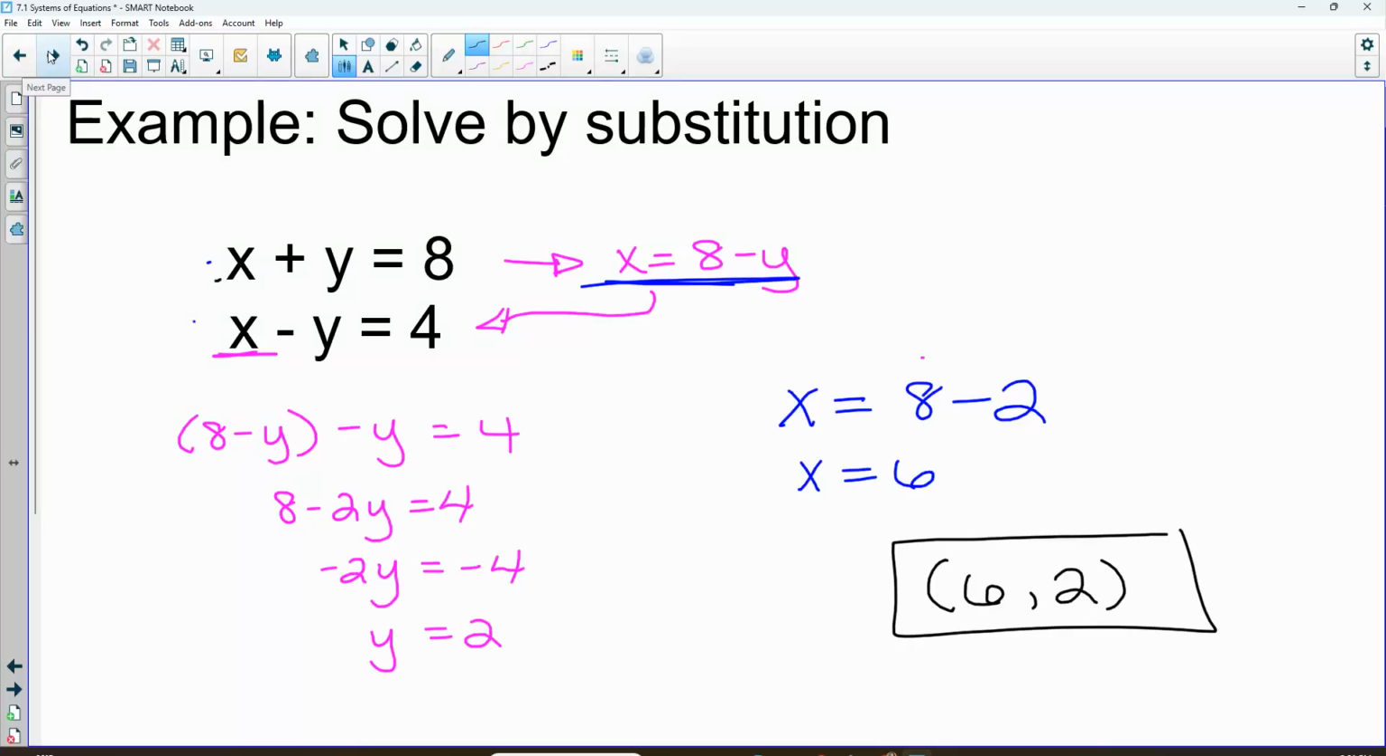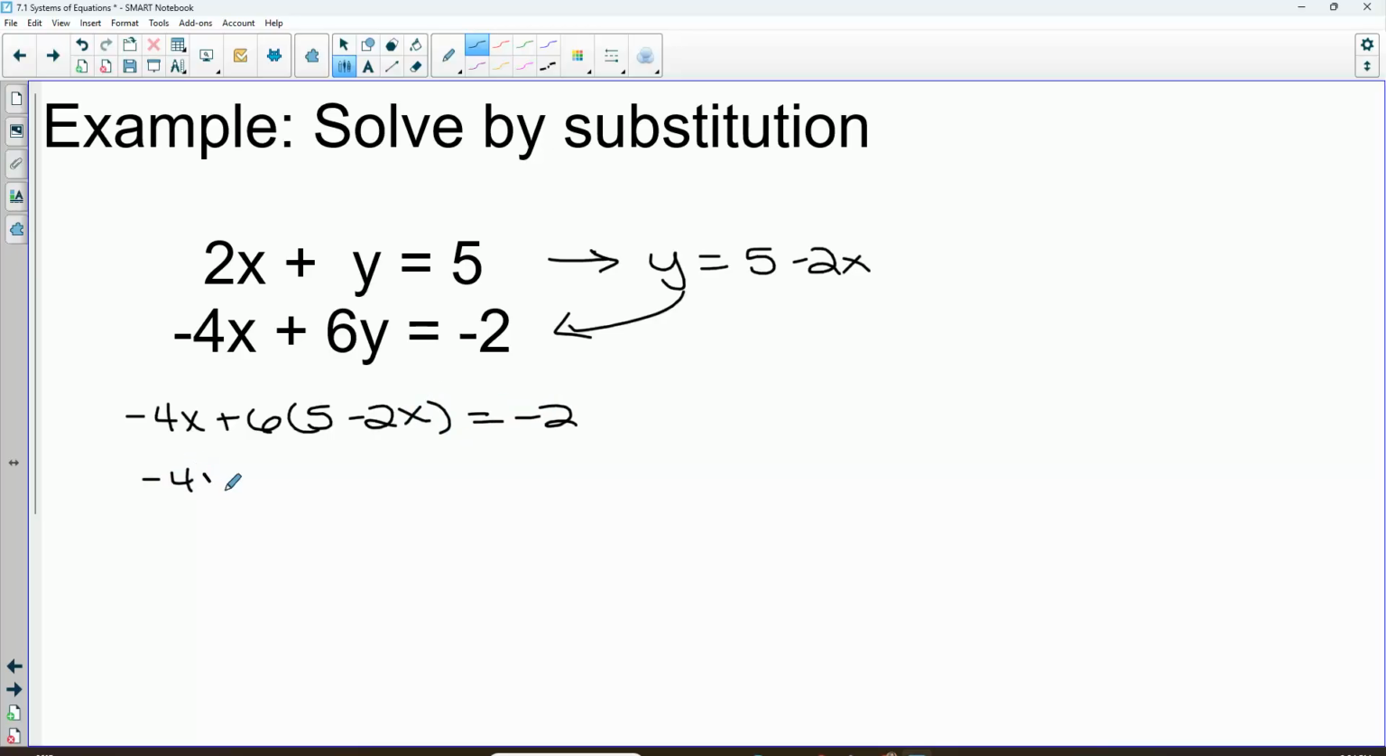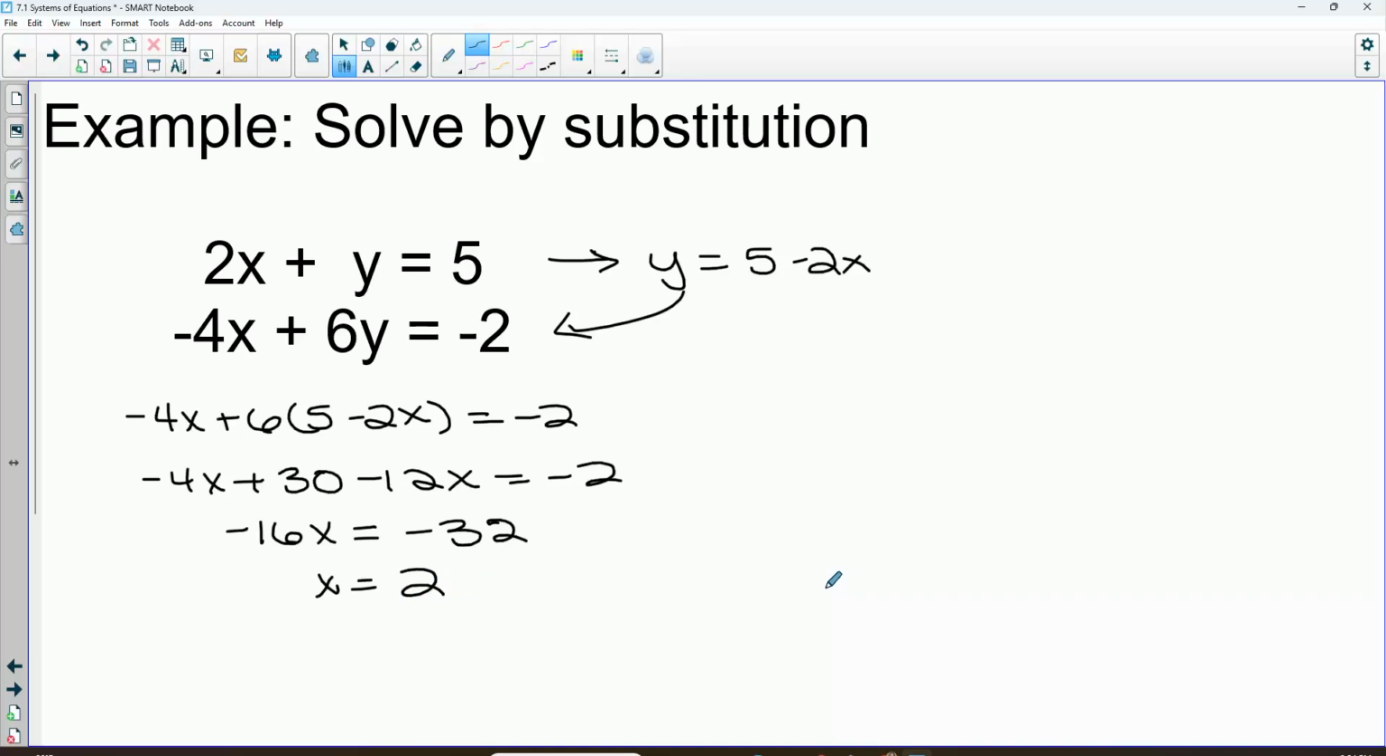You guys think you can try one? Here's your problem. Solve for y in the first one. So y is 5 minus 2x. Sub that into the second one. So negative 4x plus 6 times 5 minus 2x is negative 2. Combine like terms. Subtract over my 30. And x is 2. Is that what you guys got?